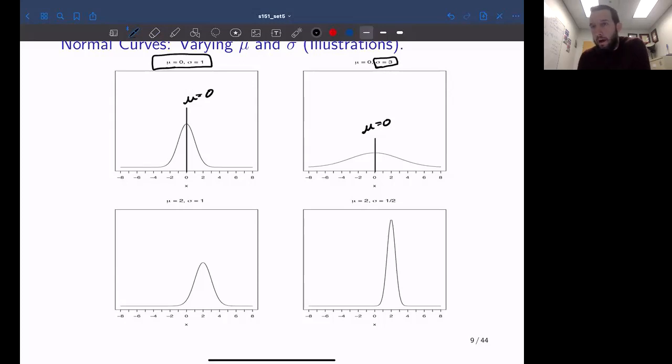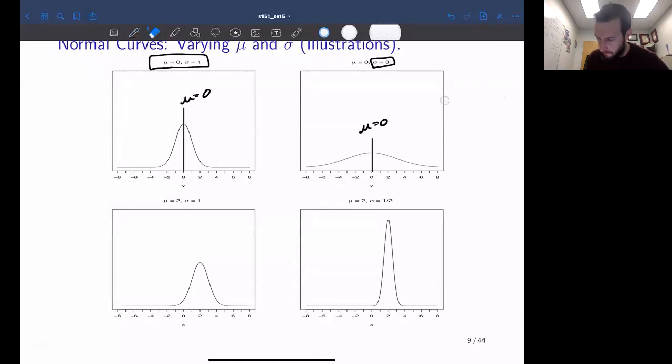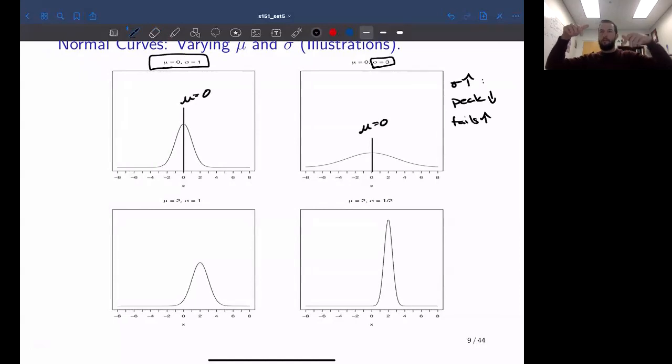You can see that what happens in this case is that the area gets pushed further away from the mean. So as a result, when sigma goes up, the peak goes down and the tails come out. So sigma increases, leads to peak decreasing. Okay, I'm going to use the arrows. Sigma going up means peak goes down, means tails go up. Okay, so when sigma increases, the peak, so the middle, comes down and the tails come out.